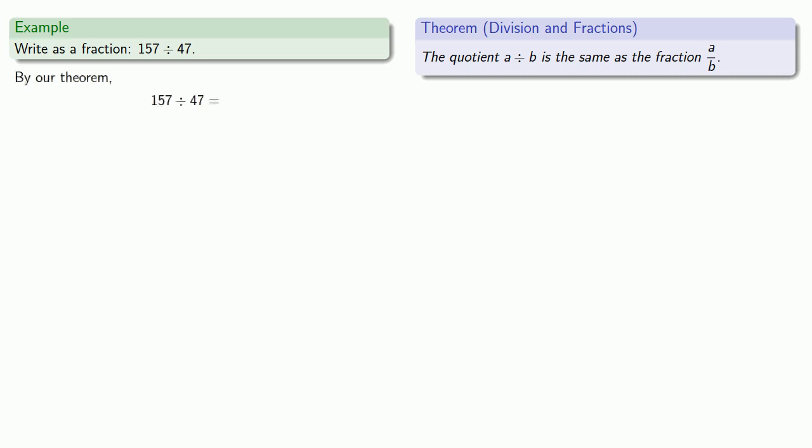So, for example, we want to write as a fraction 157 divided by 47. By our theorem, 157 divided by 47 is 157/47. Yeah, that isn't too exciting, but it has some important implications because we already know how to do a bunch of things with fractions. So let's talk about division.